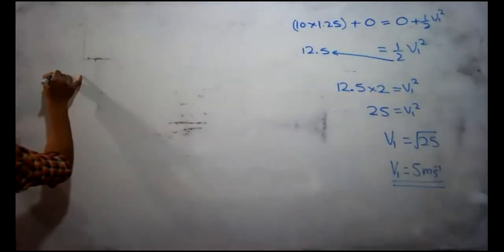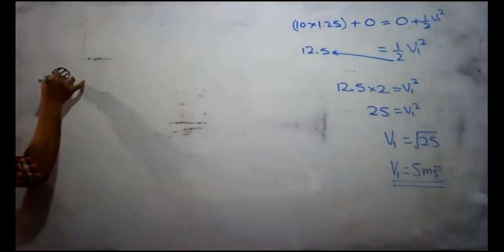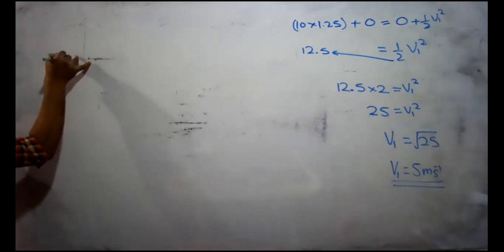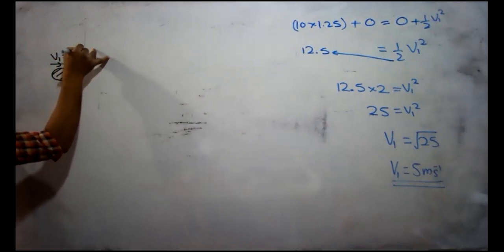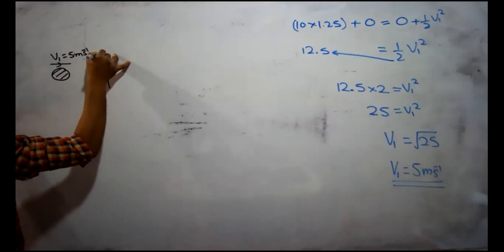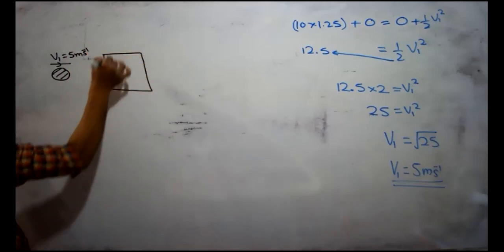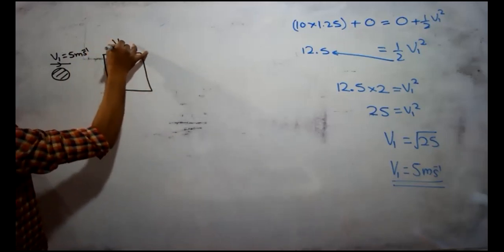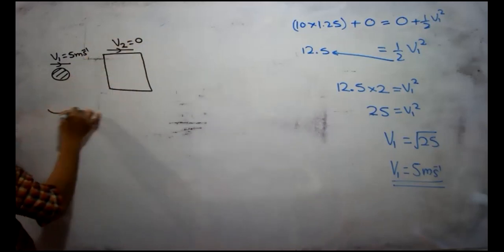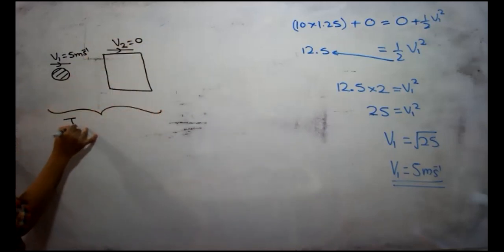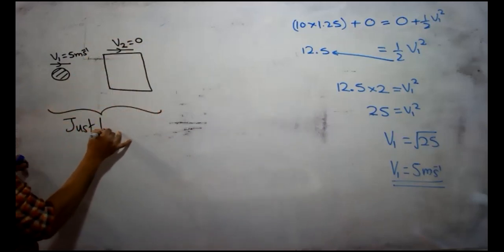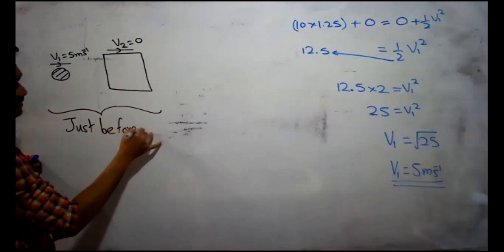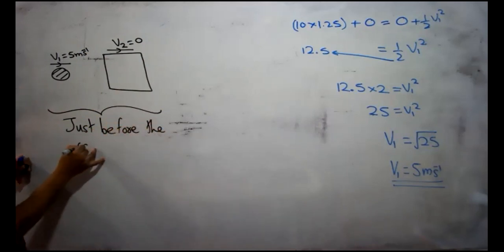The velocity of the ball just after the collision is 5 meters per second. But this block is at rest, so its velocity is 0. So this is the situation just before the collision.